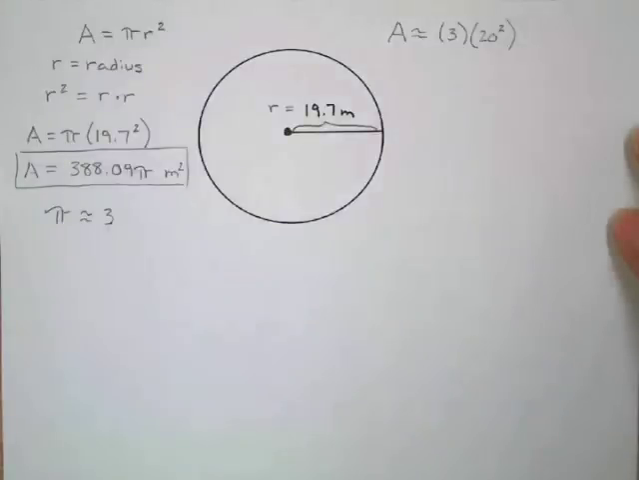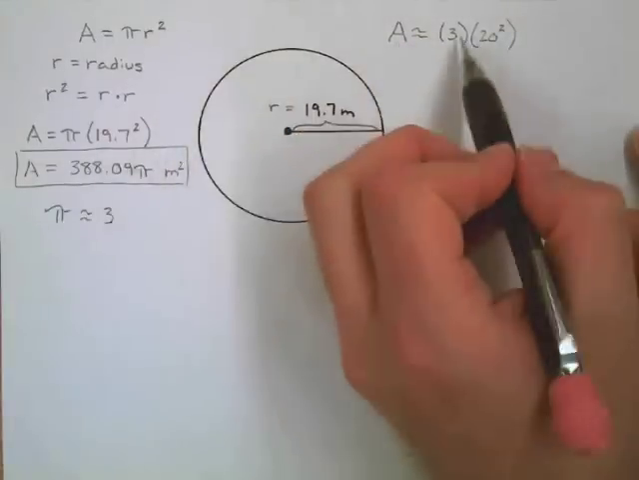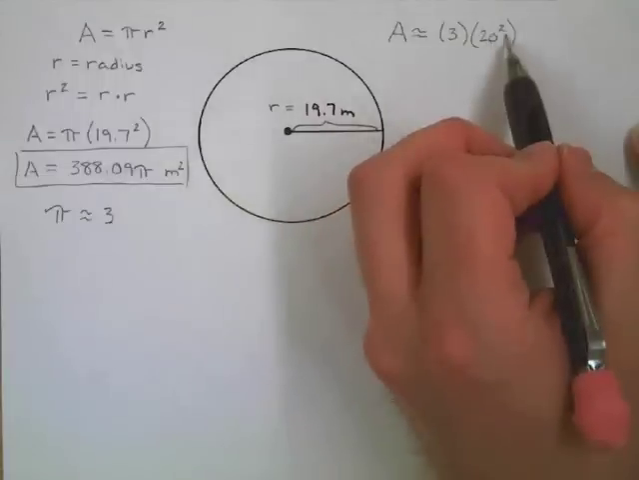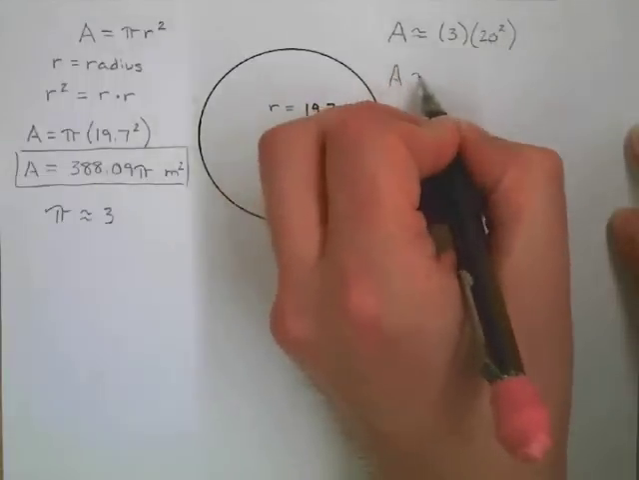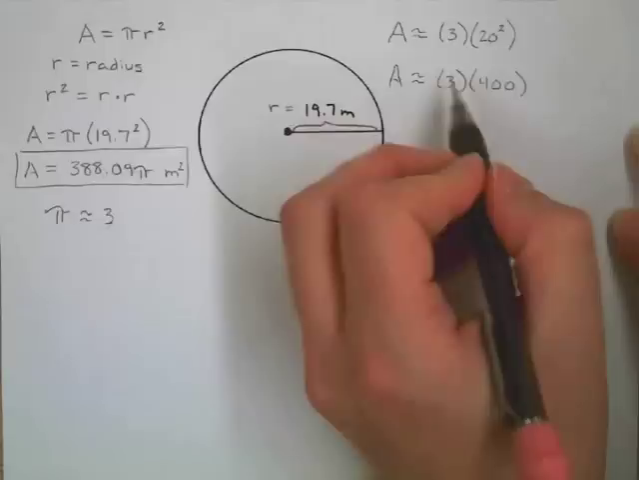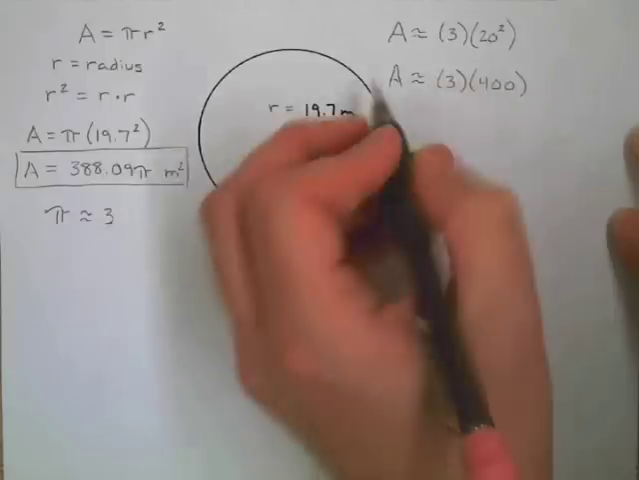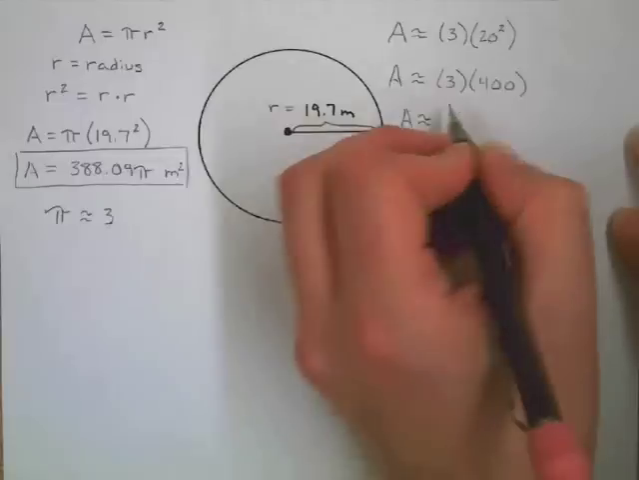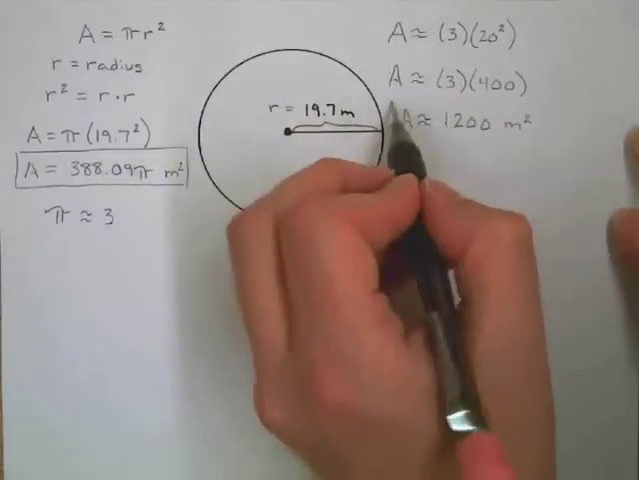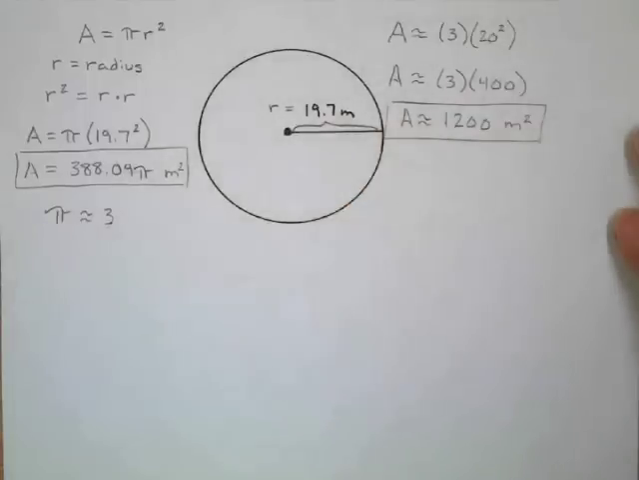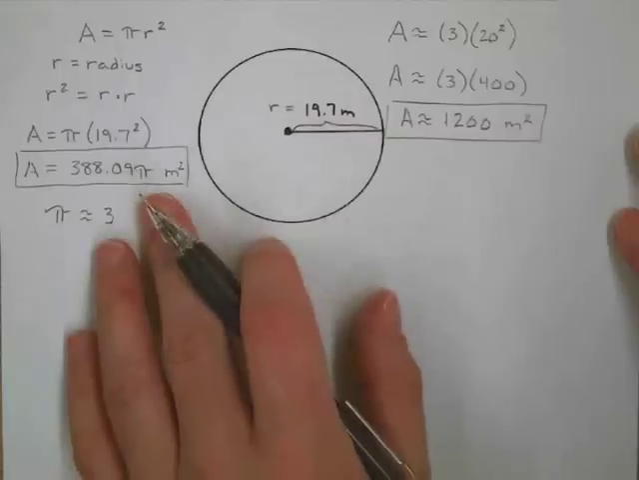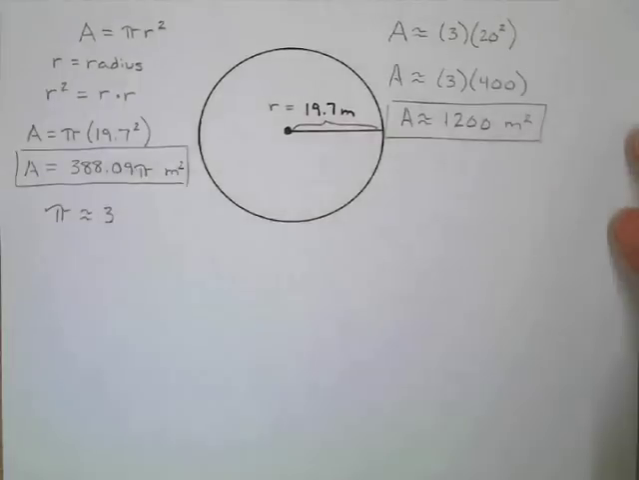So this now becomes my formula. Area is about pi, which is 3, multiplied by the radius, which I'm rounding to 20, squared. So our area is about 3, and 20 times 20 is 400. I need to multiply our 3 and our 400 together, so the area is about 1,200 square meters. If we just want a quick, rough estimate, and a more useful number than our precise measurement over here, this is okay.